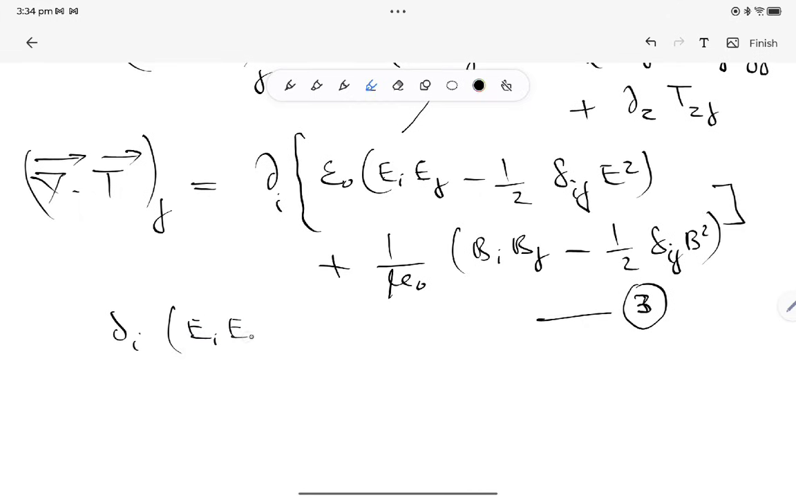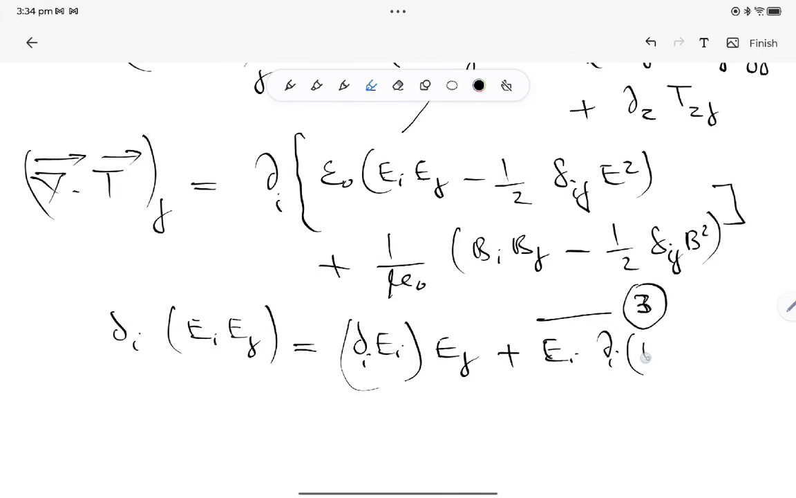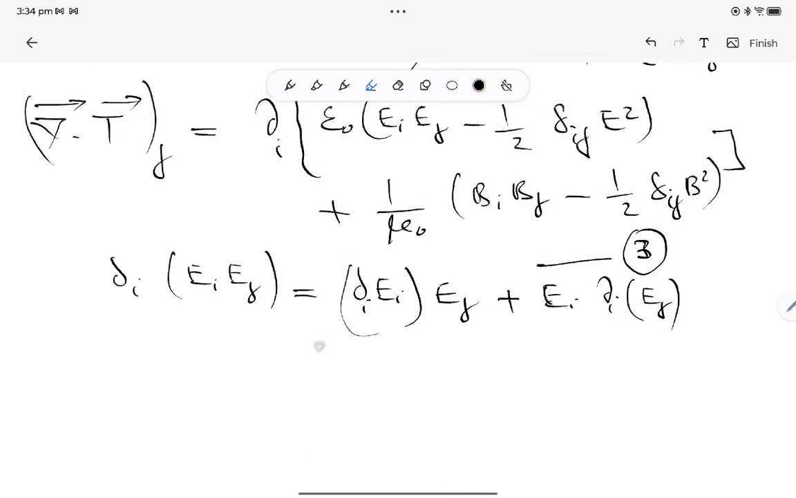Now this is a differential operator and it is differentiating this product. So we will first of all use our product rule, that is, del_i E_i into E_j plus E_i into del_i E_j. This is our product rule.